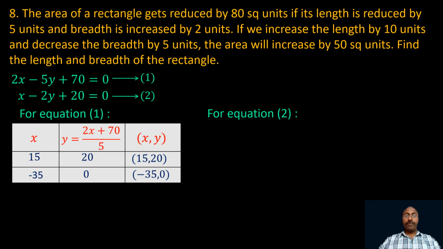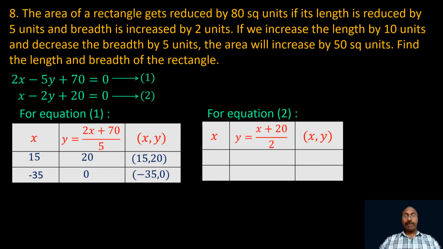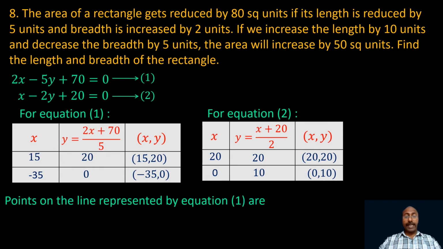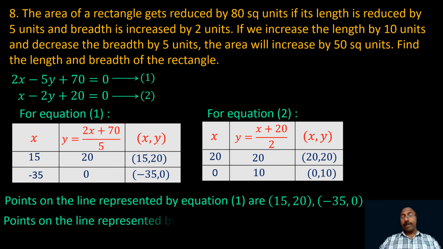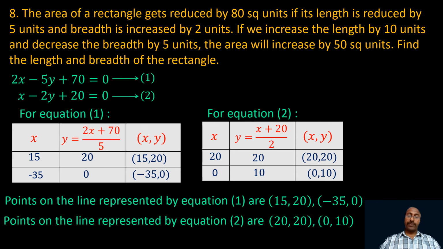And similarly for equation 2, y equal to (x plus 20) by 2. And if you take x equal to 20, then y equal to 20. Point is 20 comma 20. And if you take x equal to 0, then y equal to 20 by 2 is 10. Then point is 0 comma 10. Now the points on the line represented by equation 1 are 15 comma 20 and minus 35 comma 0, as well as the points on the line represented by equation 2 are 20 comma 20 and 0 comma 10, isn't it? Now let's draw the graphs for these two equations.